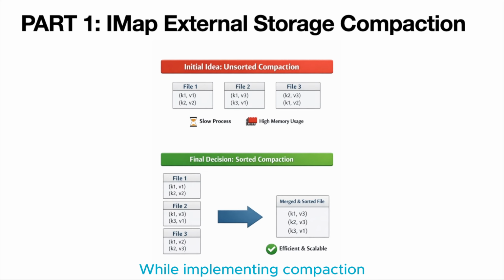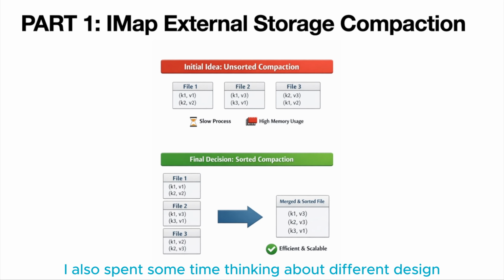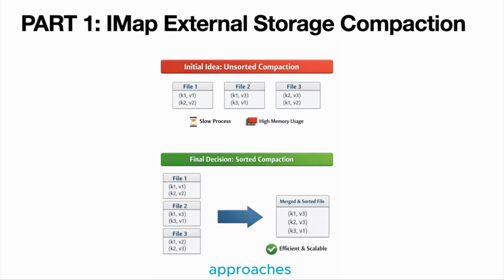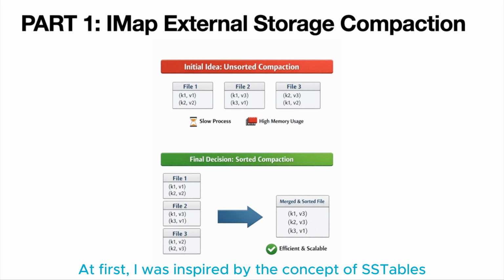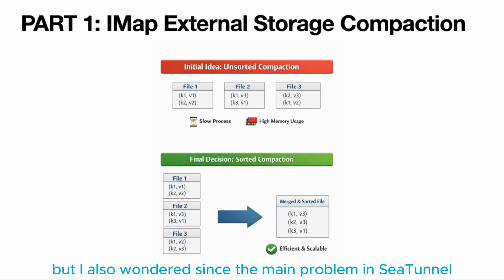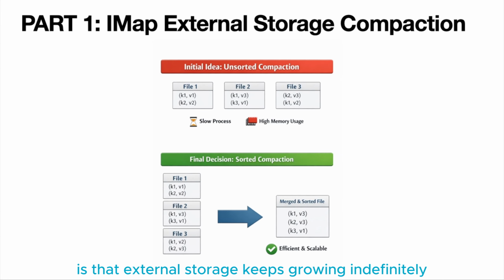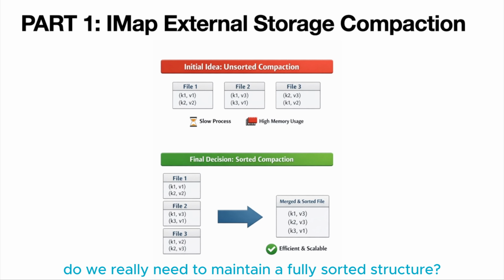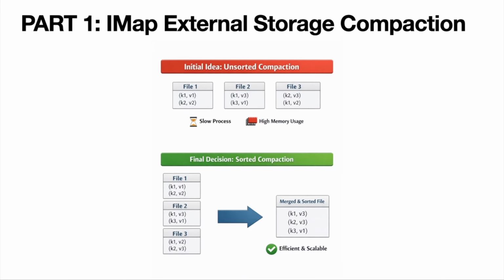While implementing compaction, I also spent some time thinking about different design approaches. At first, I was inspired by the concept of SS tables, where data is always kept in a sorted structure. But I also wondered, since the main problem in SeaTunnel is that external storage keeps growing indefinitely, do we really need to maintain a fully sorted structure? So I tried implementing compaction without using an SS table-like approach.